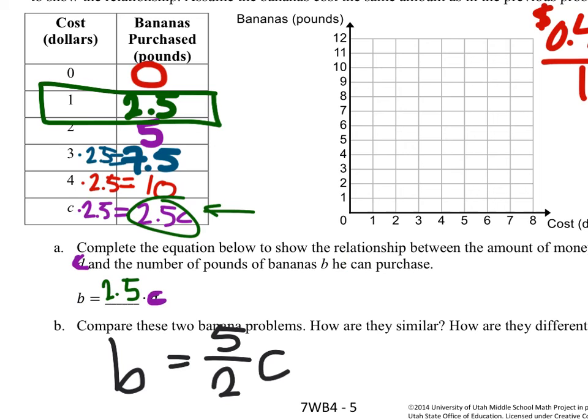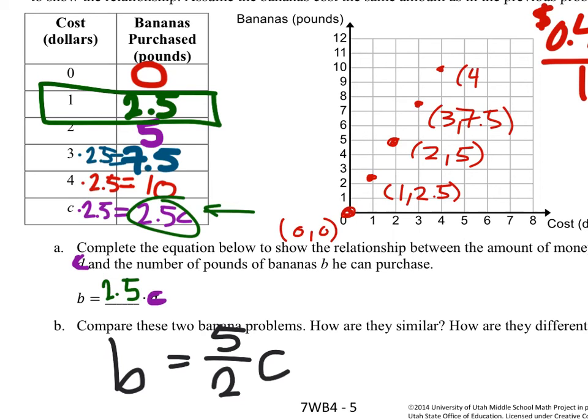Let's graph it! Alright, so we had the point 0, 0 right up in here. Then we had 1 and 2.5, which would be about right here. Then we had 2, 5 up in here. Then we had 3 and 7.5. We won't be able to fit too many on this. And then 4, 10. That's all we can fit. Bam. And we'll just connect the points.